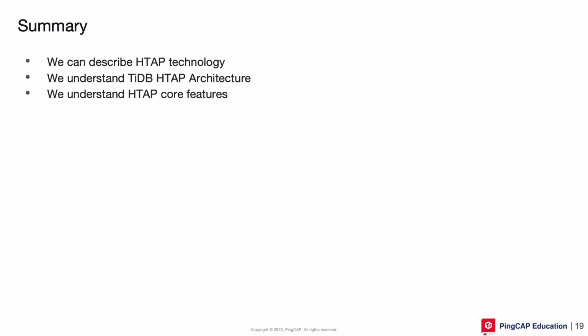We have covered a lot of material during this module. I feel confident that we have met all of the objectives defined at the beginning of this module. First, we can describe HTAP technology, we understand TiDB HTAP architecture, and we understand HTAP core features.